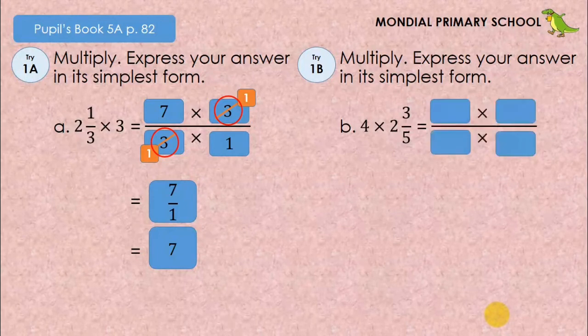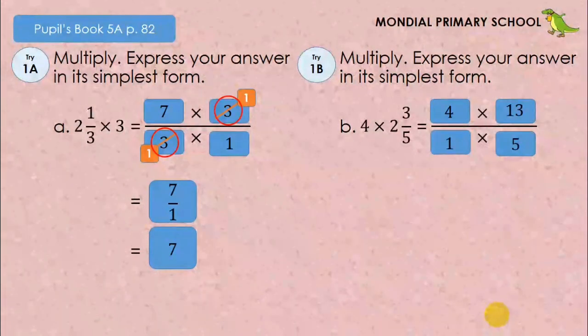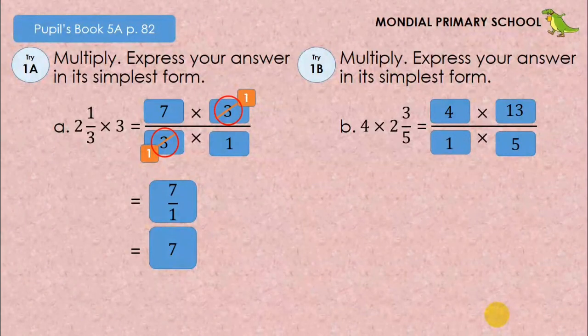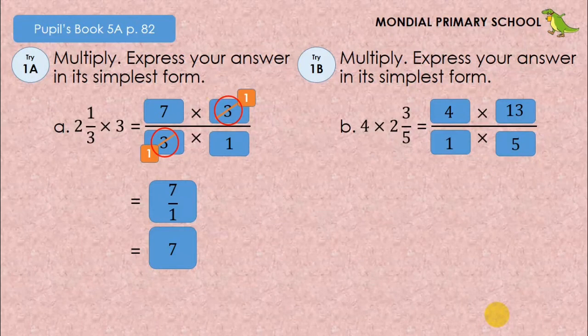First, express the mixed number as an improper fraction. So, 2, 3 out of 5 can be expressed as 13 out of 5. And we can write 4 as 4 out of 1. Now, what are the numerators and denominators with the common factors? None of them. So, what do we do next? Good job. Multiply the numerators and then multiply the denominators.